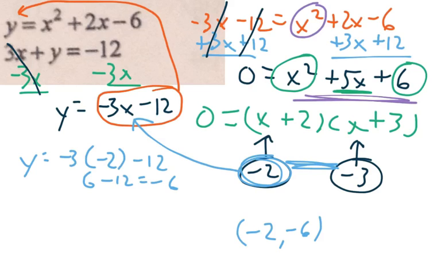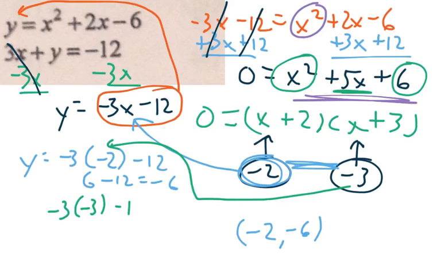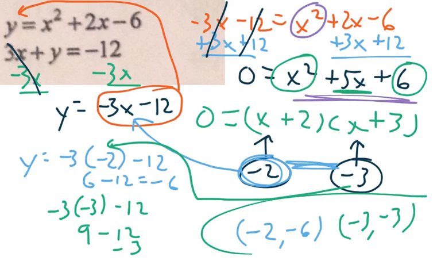Okay, let's do the other one. Negative 3 now is going to go in there, right? So I'm going to have negative 3 times negative 3 minus 12. 9 minus 12 is negative 3. So my other solution is negative 3 for x, negative 3 for y. I hope I didn't make any silly mistakes, but go ahead and pause the video if you need to.